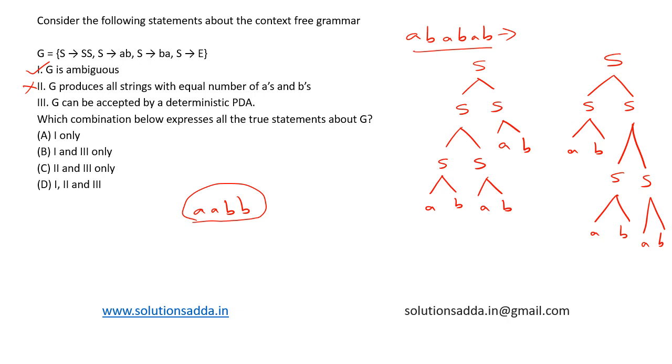Option 3, G can be accepted by a deterministic pushdown automata. Yes, this is true. How we can do is that, suppose upon seeing A, we push into the stack, and upon seeing B, we pop it. If we continue to do this, this can be done using a pushdown automata to derive the grammar G. So option 3 is correct.